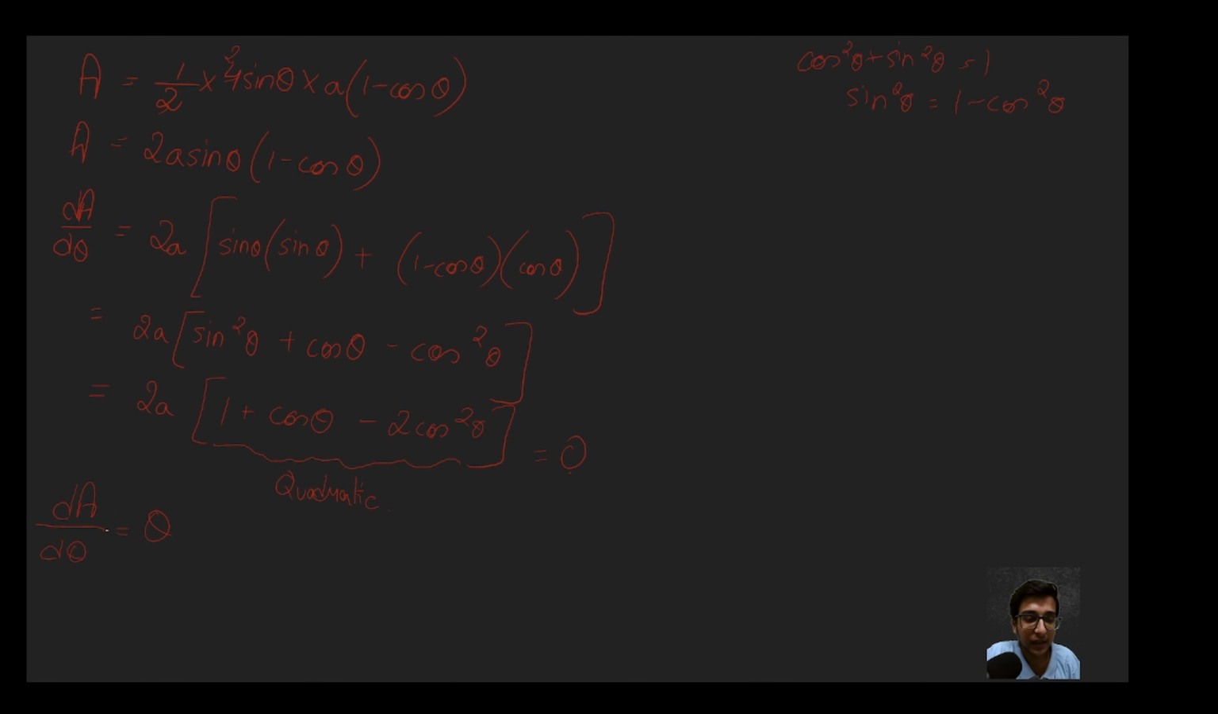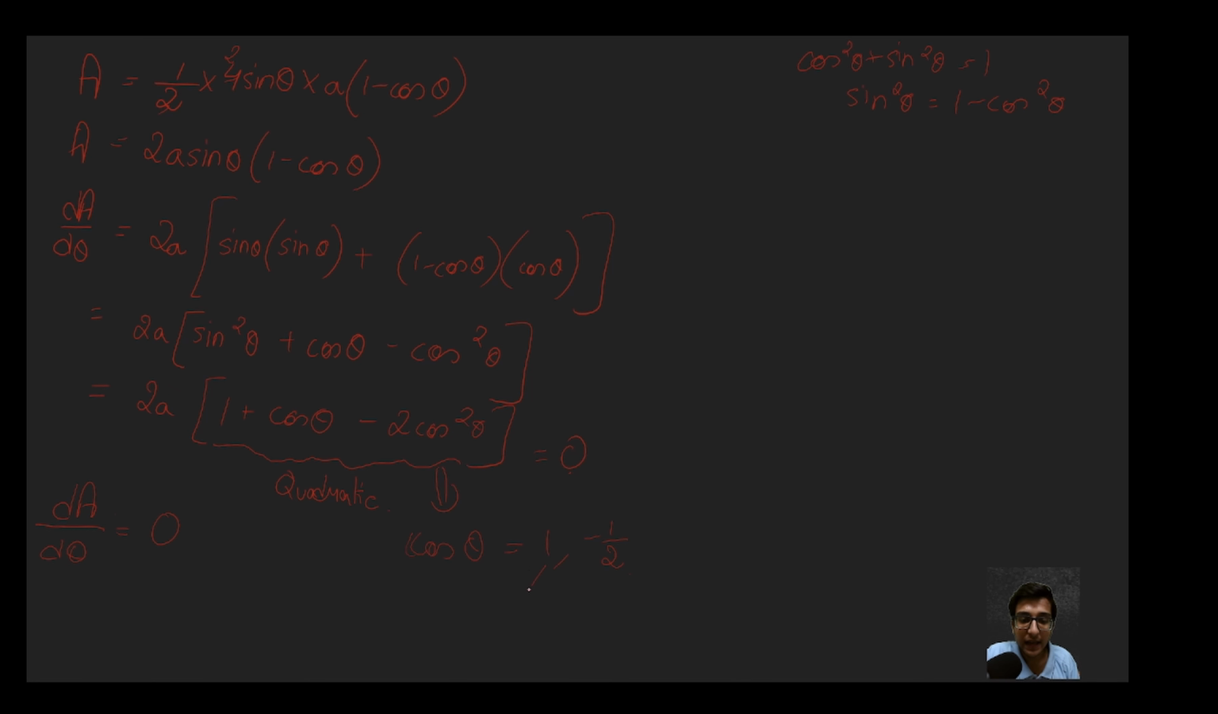So if dA by d theta is equal to 0, that means we can equate this equation as well to 0. 2A would get cancelled out because it is just a constant. 1 plus cos theta minus cos square theta, and by the look of this we can find out that cos theta would have two factors. One would be 1 and the other one would be minus half. If you put 1, it satisfies it. If you put minus half, still it satisfies it.